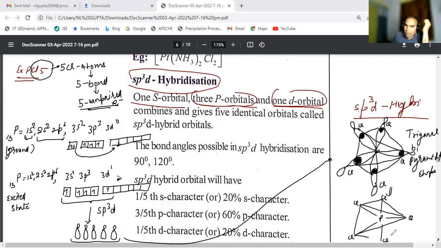Now, if you are talking about the bond angle, where is the bond angle? This bond angle is called the 120 degree equatorial bond angle. They have mentioned the bond angle is 120 degree. Another bond angle we have is this one only. This is the 90 degree axial bond angle. So this is all about sp3d hybridization, how it takes place. All 5 bond lengths are almost equal. Are you able to understand?